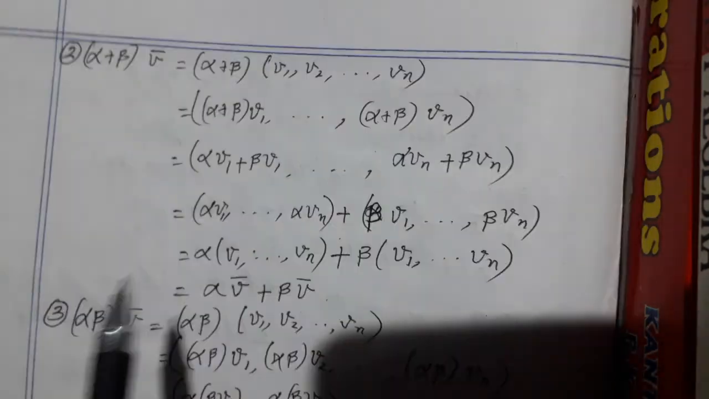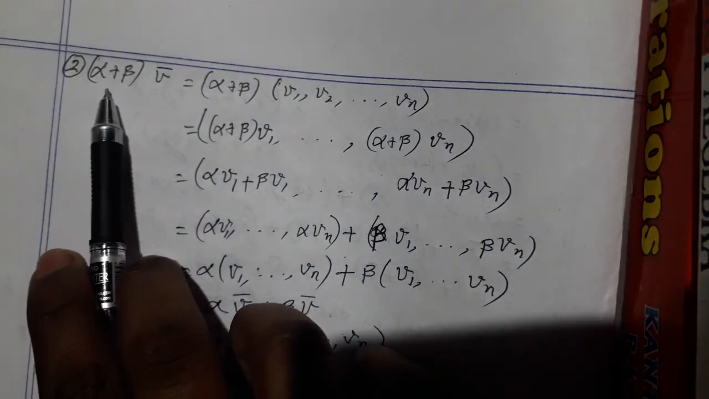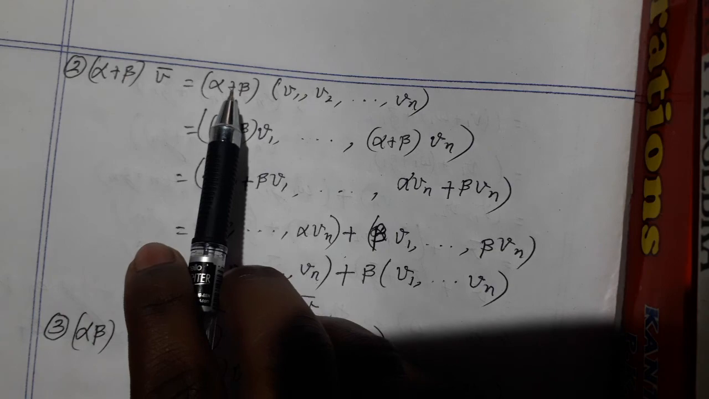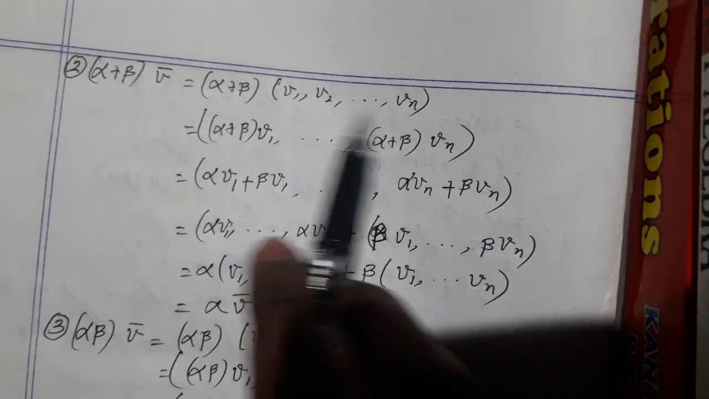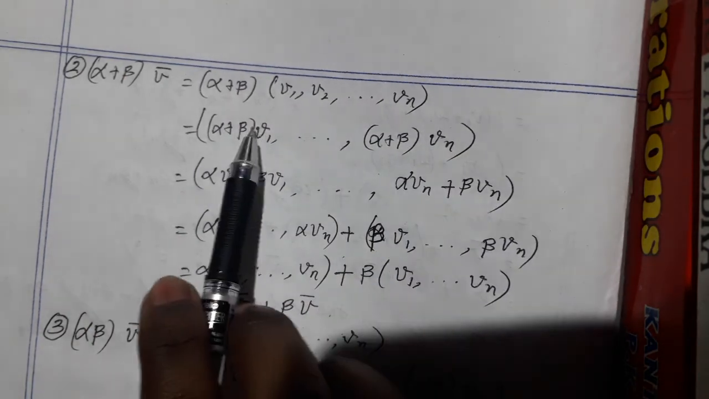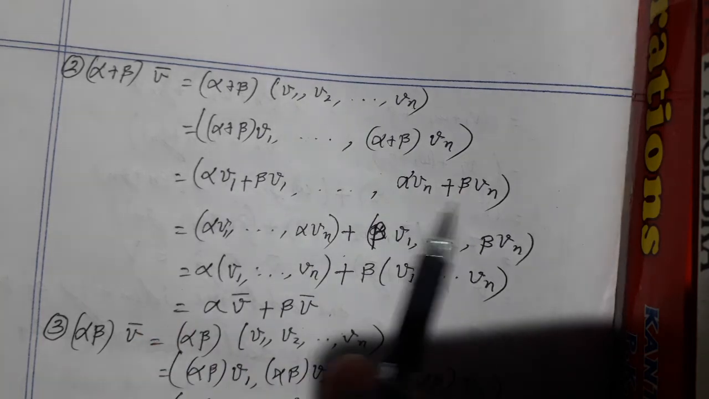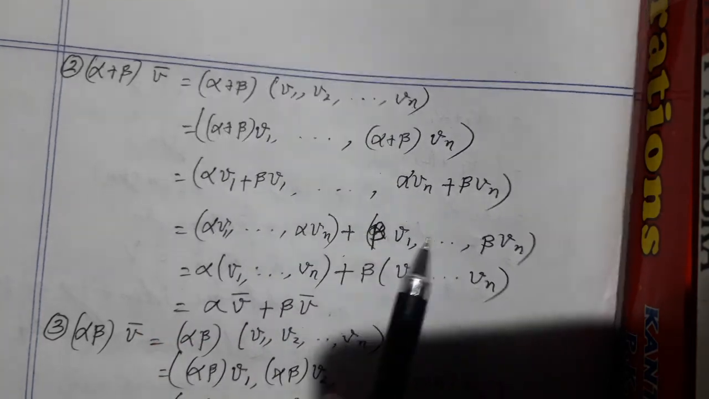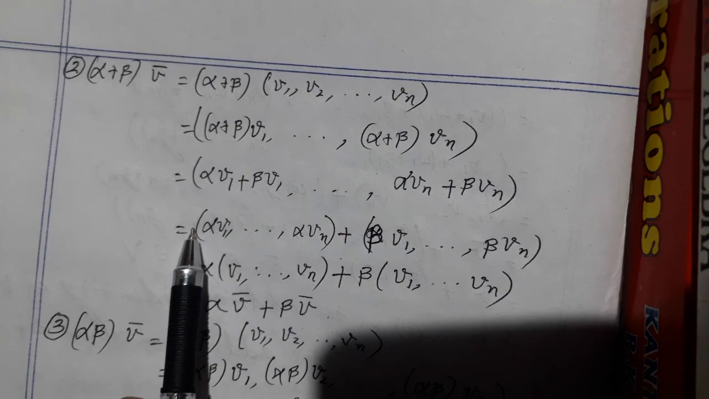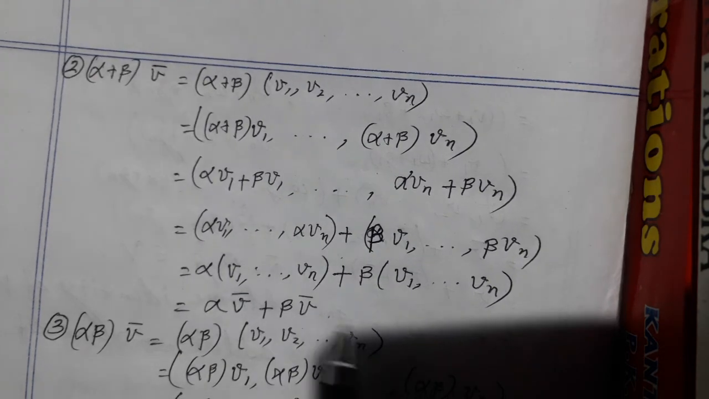Next, the condition alpha plus beta times V bar. You multiply this to each coordinate, and multiplying inside V1 we get this. This can be separated into two coordinates. From here you can take alpha common, and here you can take beta common, so we get this. So the second condition is also proved.